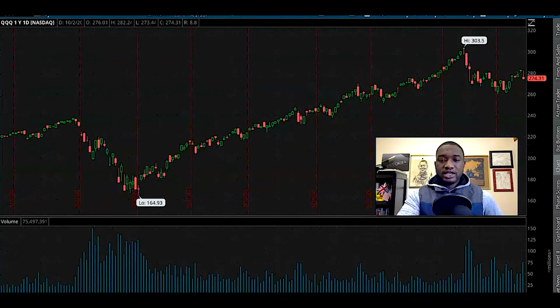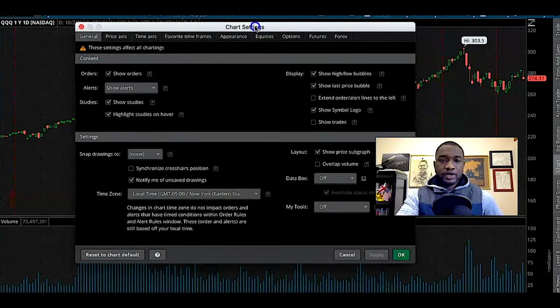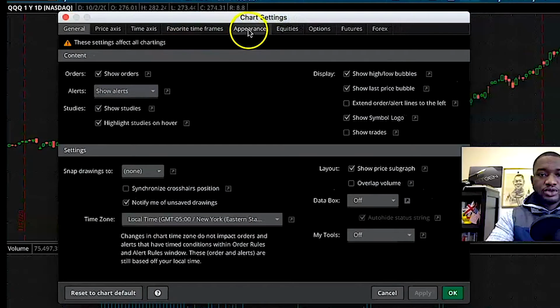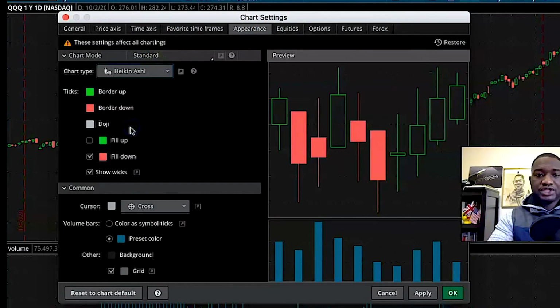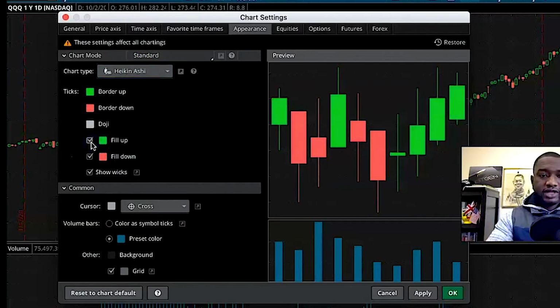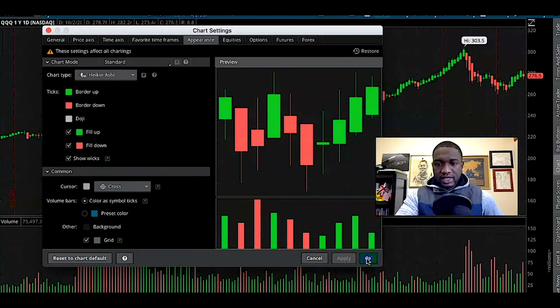So to make things easier for me, what I usually like to do is go to settings. This is for the brand new people that want to set up their chart, right? So you go to settings and you go to appearance, and then you go right on top here and click on Heikin Ashi. This is the best candlestick that I like to use, and I will show you why that is in a moment. And then you can fill it in if you want. For illustration purposes, I'm gonna leave the wicks on, but I usually don't like to leave the wicks on.